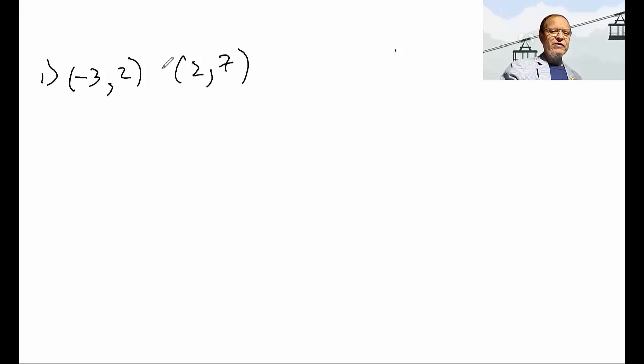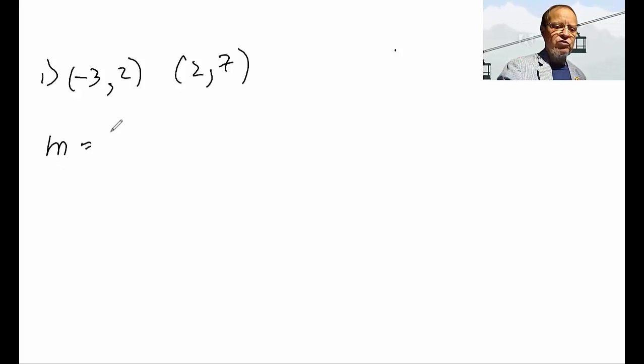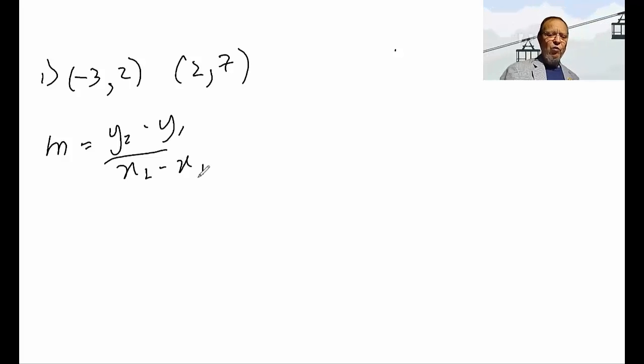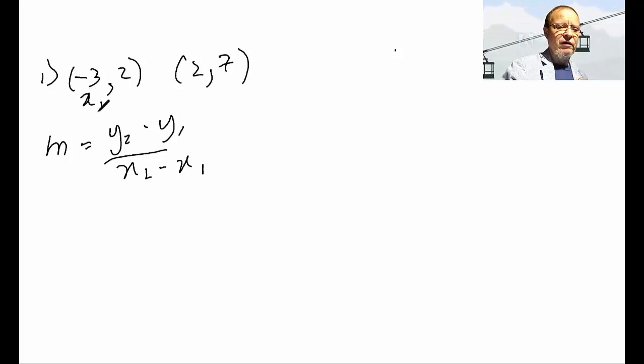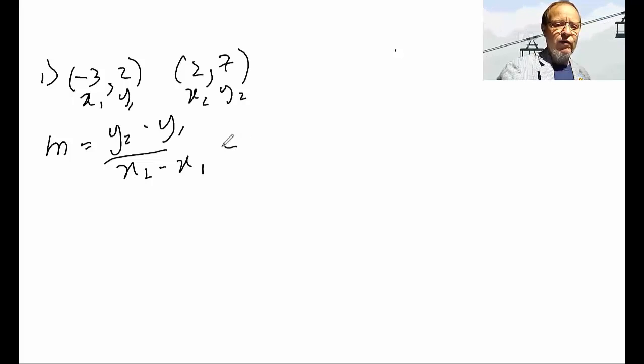So recall that the slope formula is m, where m means the slope, is equal to y2 minus y1 over x2 minus x1. Well, you may ask what that means. Well, let's look at each coordinate, or each point. We can call this part x1, and this y1, and this part x2, and this part y2. And then we can plug it in.